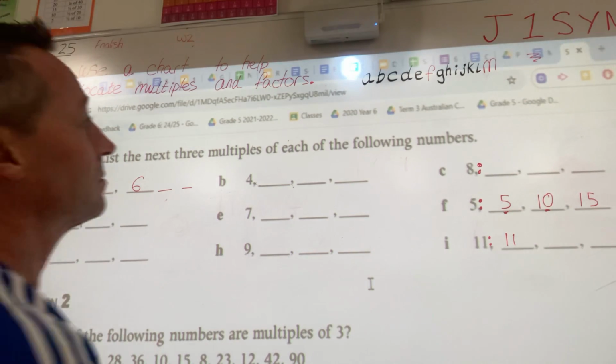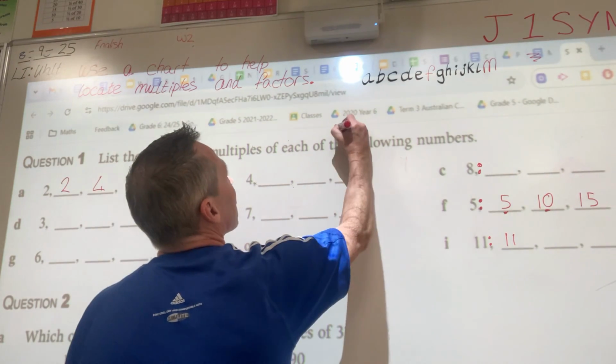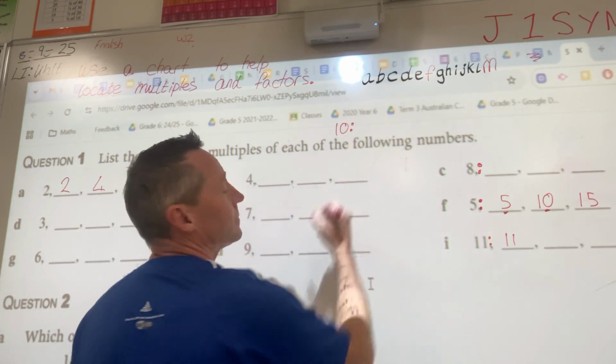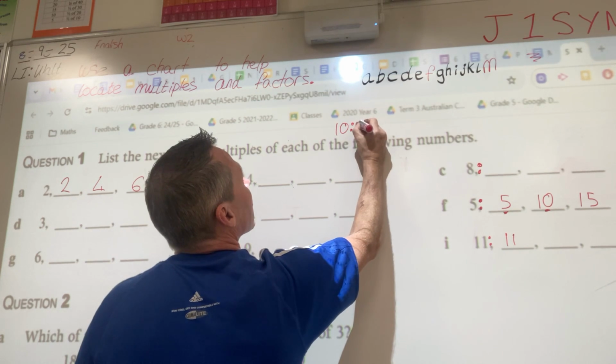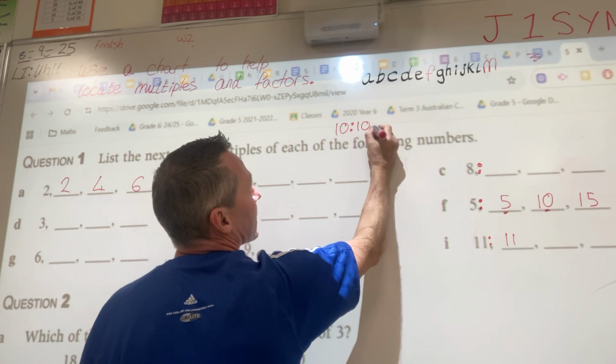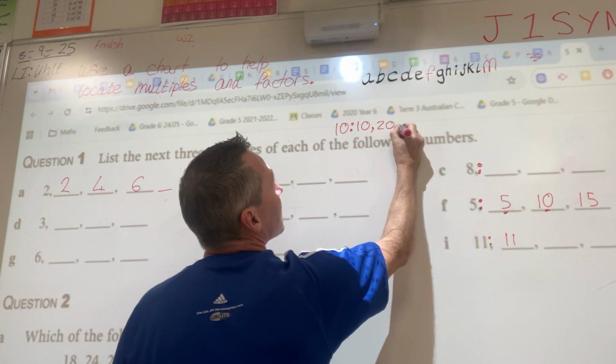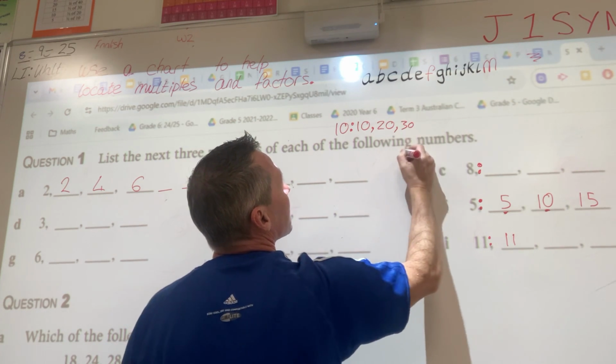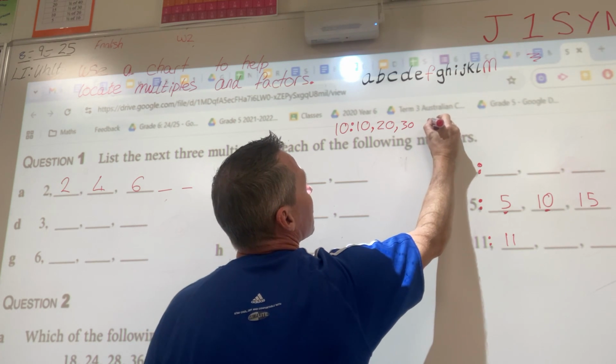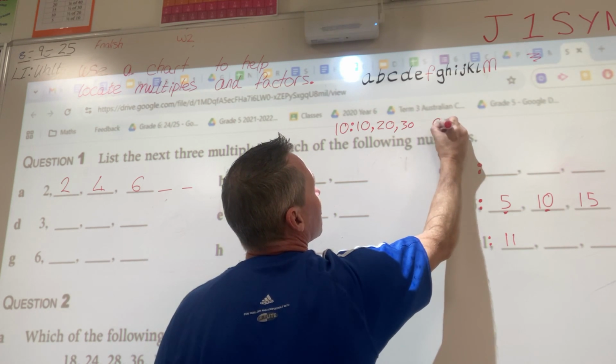Let's do 10 times. What are the multiples of 10? First one would be 10, 10 times 1. Next one would be 20, 2 times 10. Next one, 30. Tell me if I've missed a couple.